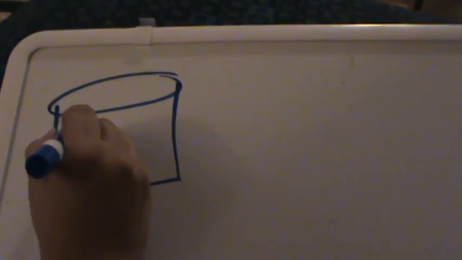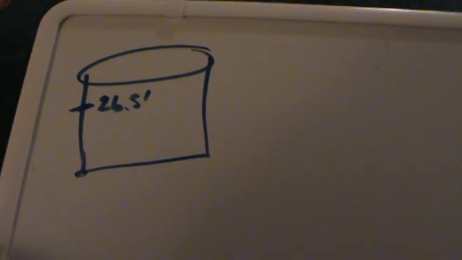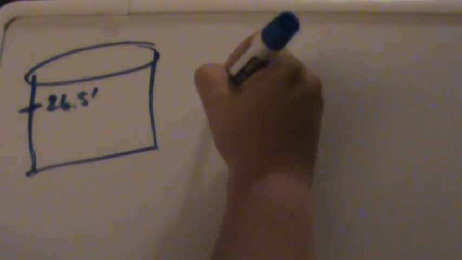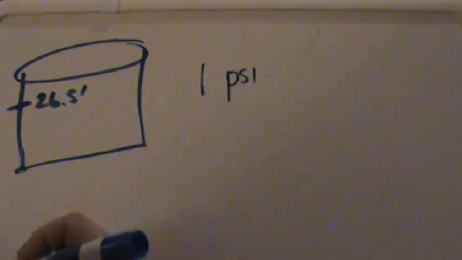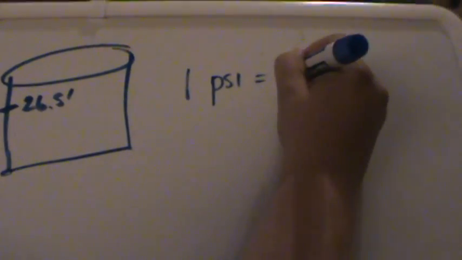Okay, so question number 1 says calculate the pounds per square inch at the bottom of a tank where the water level is 26.5 feet deep. So let's draw our tank. The water level, let's assume, is at 26.5 feet. And I want to know what the pressure is right down here at the bottom. In order to do that, I need to know a new formula.